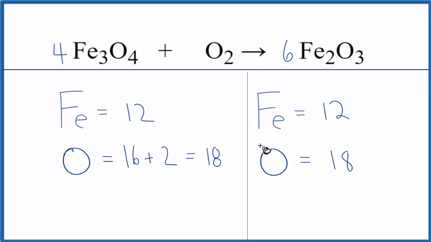interesting one to balance. This is Dr. B with the balanced equation for Fe3O4 plus O2 yields Fe2O3.